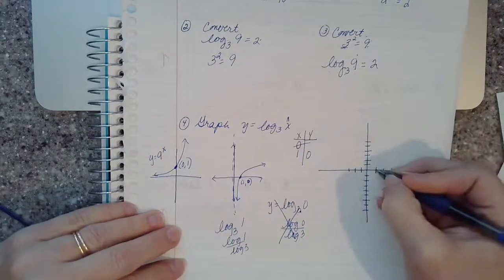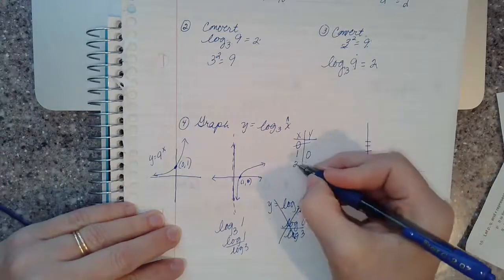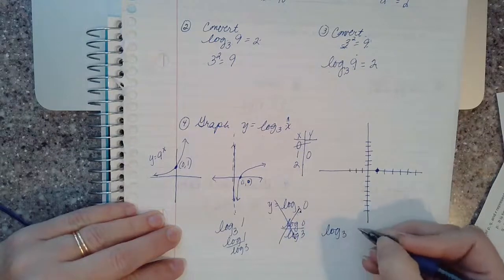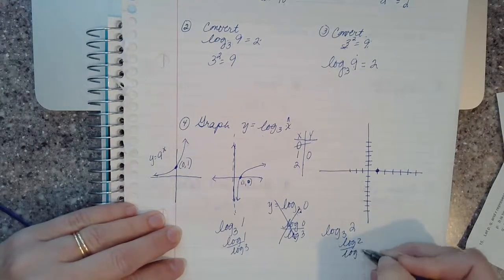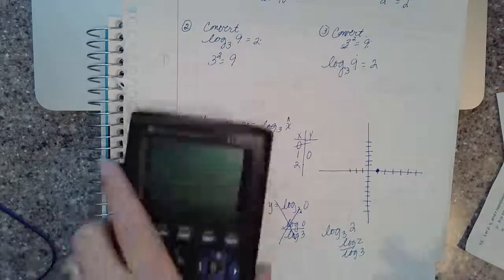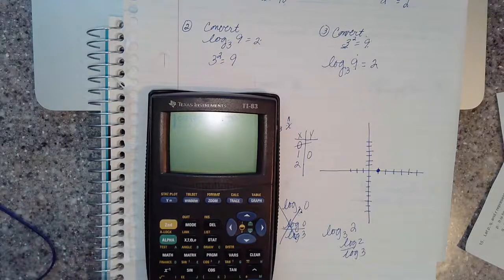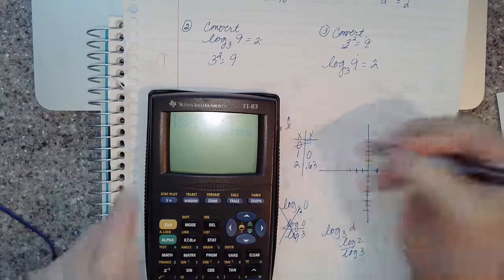Plug in 2. If I do 2 for x, log base 3 of 2, I'll do log 2 divided by log 3. All right, that one's not going to come out so perfectly. We'll get a decimal of some sort, which is not as pleasant to graph, but we can do that. 0.63, we can kind of estimate it. Over 2 is up 0.63, so a little under 1.